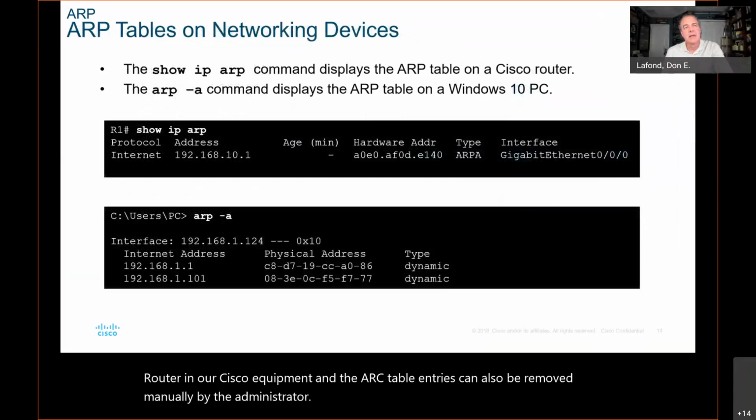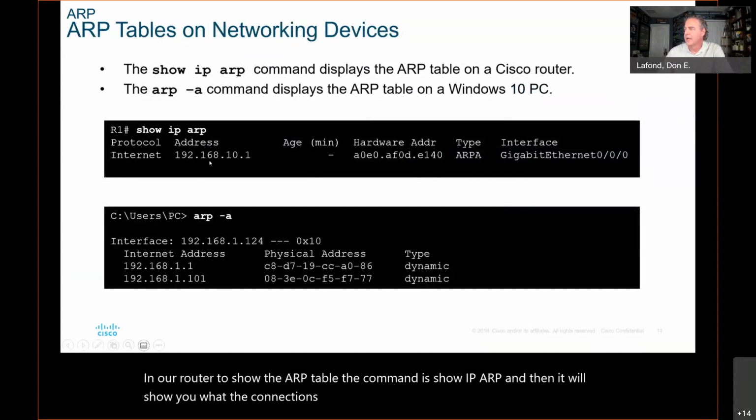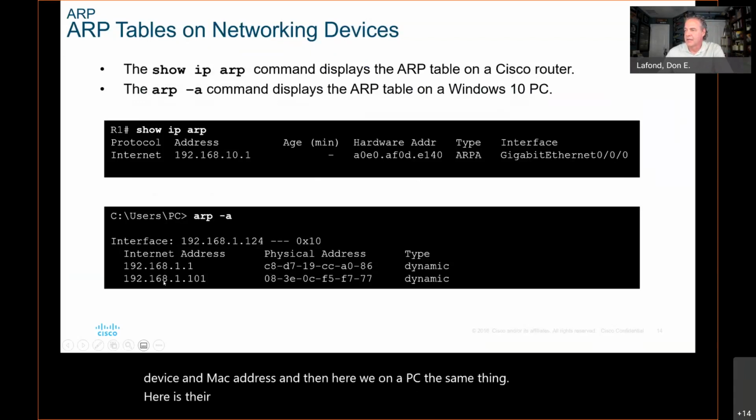In a router, to show the ARP table, the command is show ip arp, and then it will show you the connections. Here we have an IP address connected to a hardware device, a MAC address. And then here on a PC, the same thing. Here's the physical address, a MAC address connected to two different IP addresses.